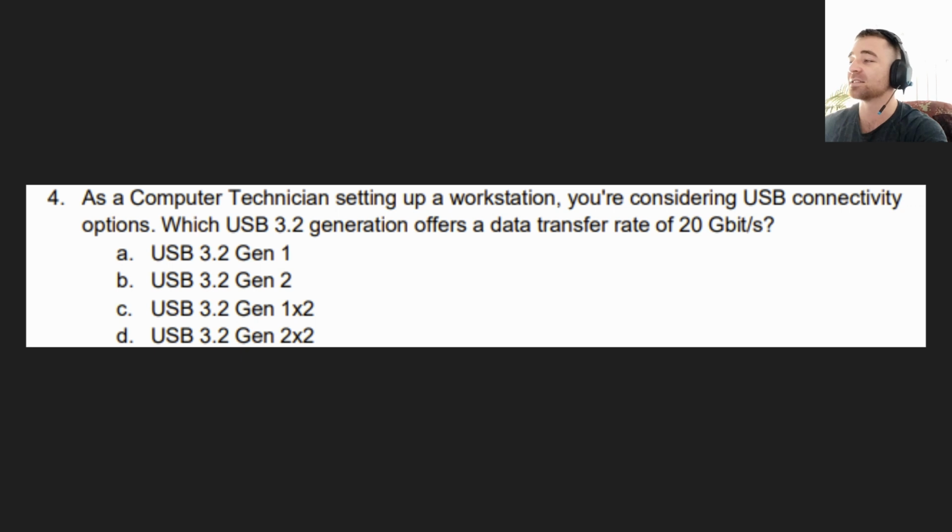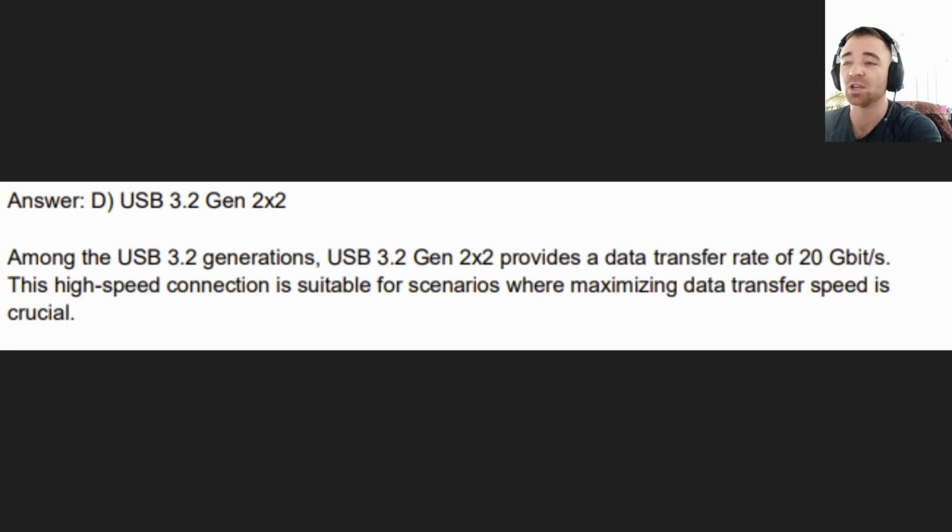Whoa. Your answer coming up in 3, 2, 1. Your answer is D, USB 3.2 Gen 2 by 2. Among the USB 3.2 generations, USB 3.2 Gen 2 by 2 provides a data transfer rate of 20 gigabits per second. This high-speed connection is suitable for scenarios where maximizing data transfer speed is crucial.